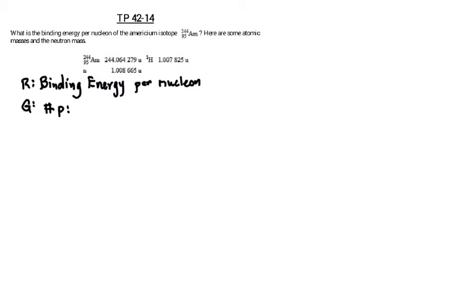Americium 244 has 244 nucleons. That's protons and neutrons. The nice thing is that the lower number in that form, this 95 right there, represents the number of protons in there. So the number of protons is 95. So the number of neutrons is 244 minus 95 equals 149 neutrons. So now that we have the total number of individual nucleons in our americium atom, we can continue on.